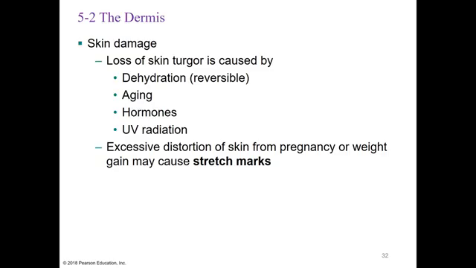Skin damage and loss of skin turgor are caused by dehydration, which is totally reversible, by aging, unfortunately, and by hormones, as well as radiation. If we are in the sun too much, that can cause premature wrinkling, because too much UV radiation damages the collagen and elastic fibers, which makes your skin look a bit wrinkly, more saggy and leathery quicker than it does naturally as we age.